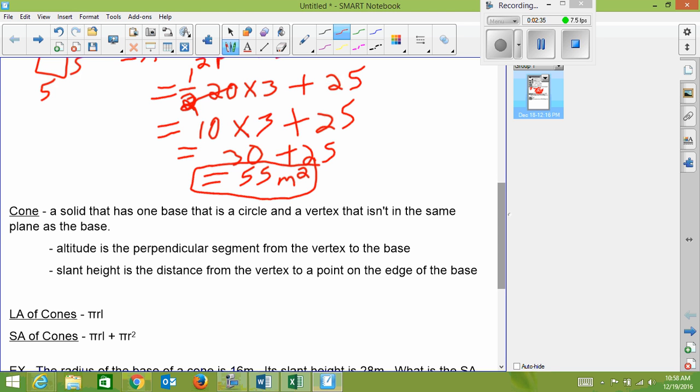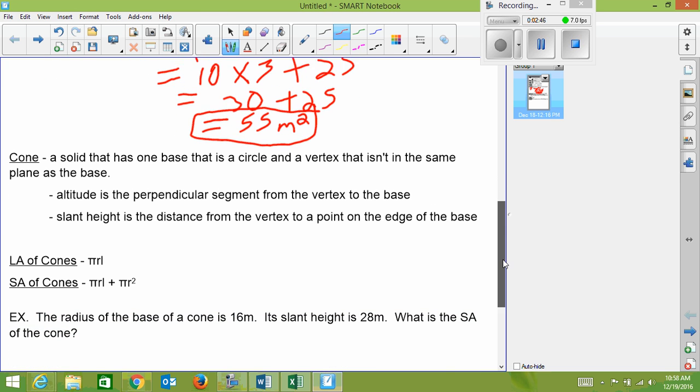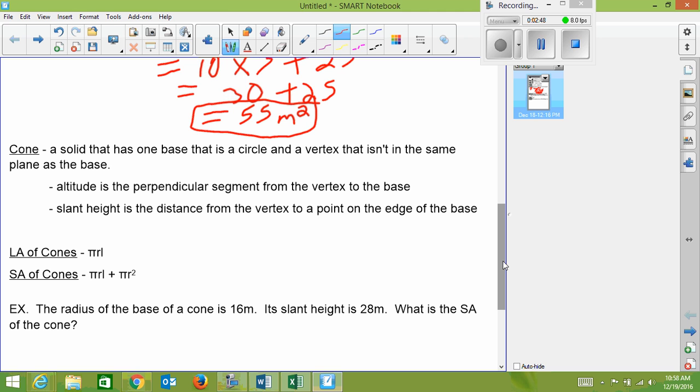The altitude is the perpendicular segment from the vertex to the base. The slanted height is the distance from the vertex to a point on the edge of the base. So you're going down the slanted side. Lateral area of cones is pi times radius times slanted height. Surface area of cones is pi times radius times slanted height plus pi times radius squared, which is the big B, right? Because that's the area of a circle.